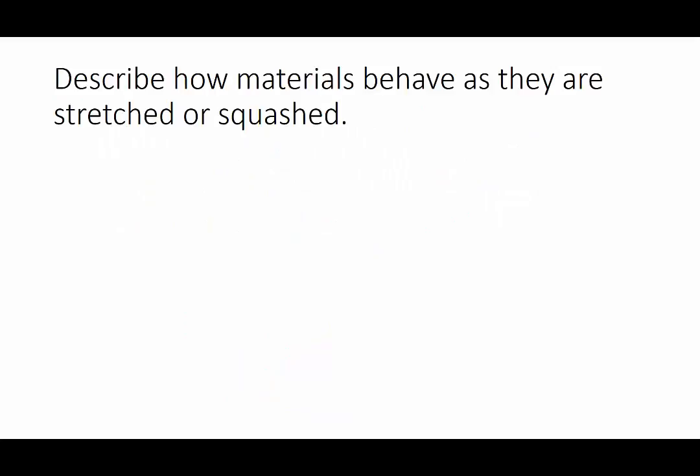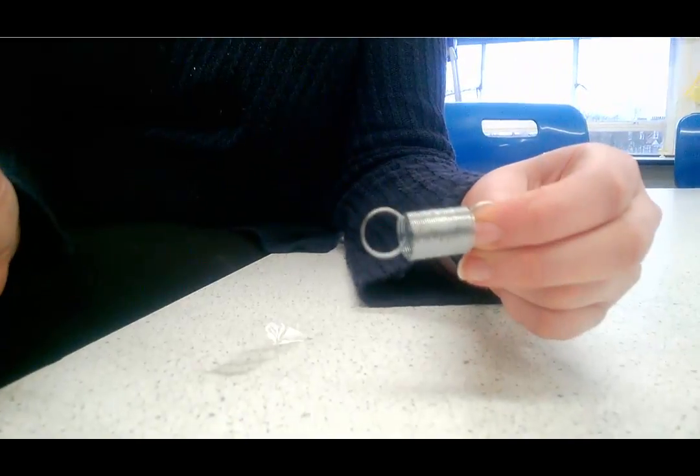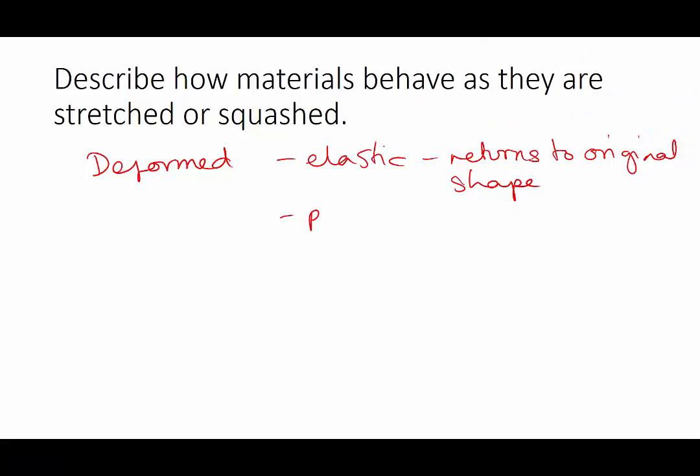So we need to be able to describe how materials behave as they are stretched or squashed. And we use the idea of elastic deformation or plastic deformation. So first up is elastic deformation, like you might find in a spring. With elastic deformation, the object returns to its original shape and size after the force is removed. In plastic deformation, the object retains its changed shape, so it does not go back to its original shape.